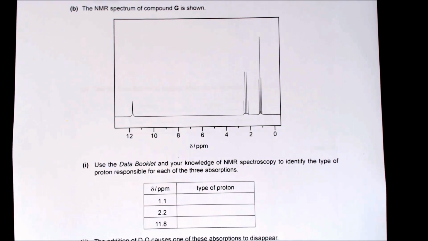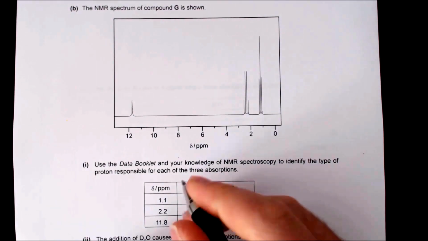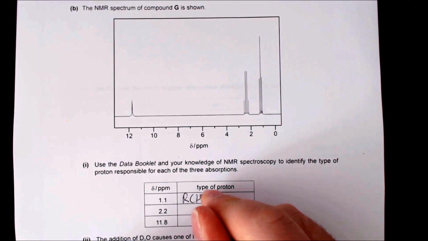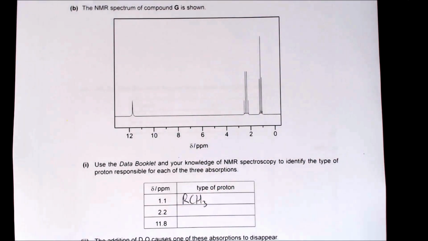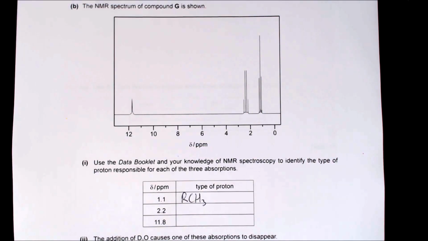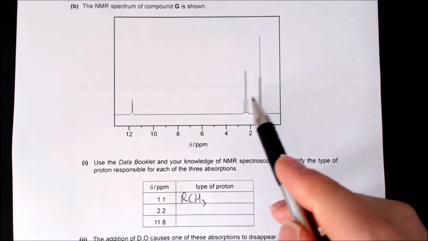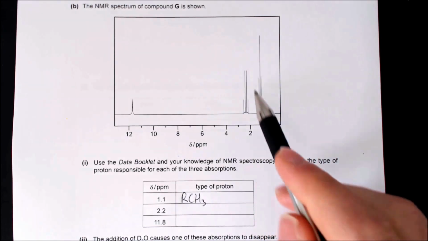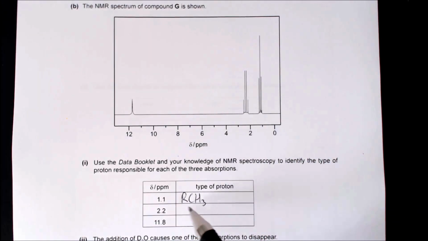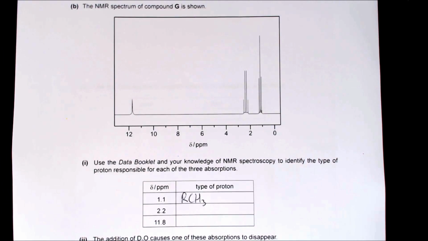Okay, so let's just put down RCH3, so anything like a methyl group or CH3. Right, and then we're looking for a peak at 2.2. A big hint that this might be CH3 as well is this one here. It's got a splitting pattern of 4 as well, so that could be a good sign that it could be CH3 as well.